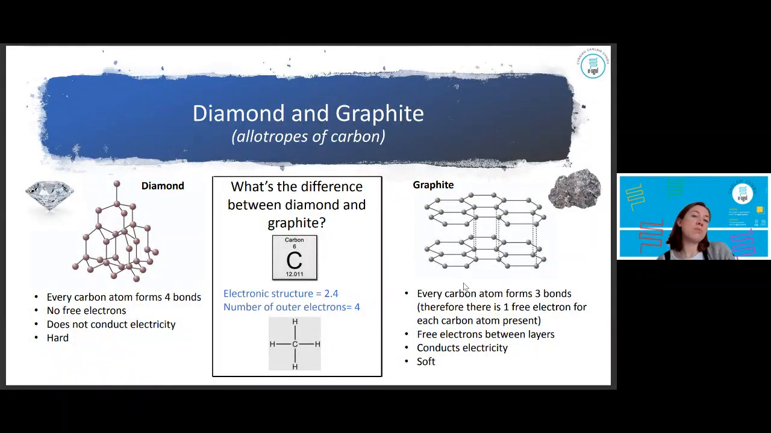The most common is probably diamond and graphite. These are both allotropes of carbon because they are made of carbon only. So what's the difference between diamond and graphite?